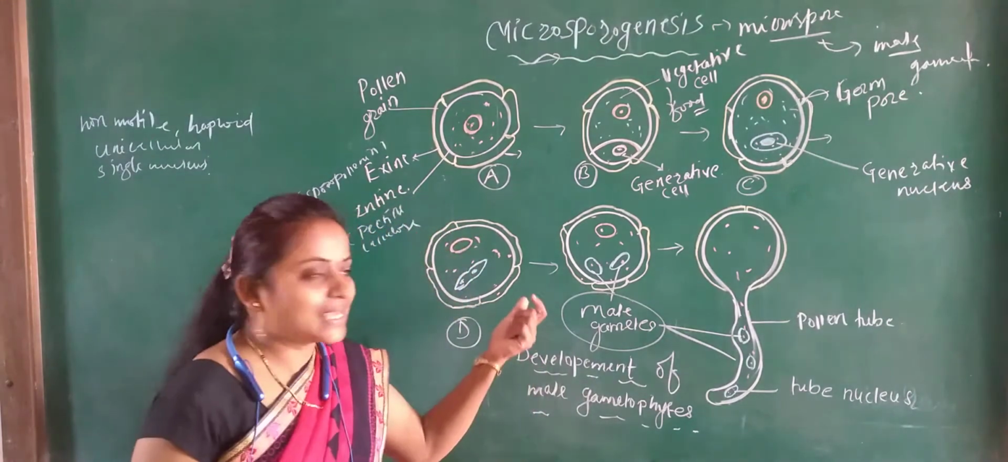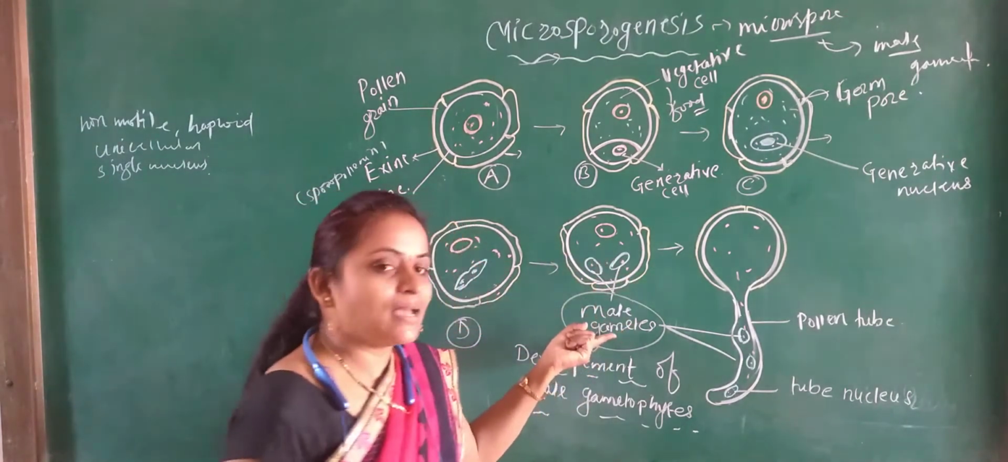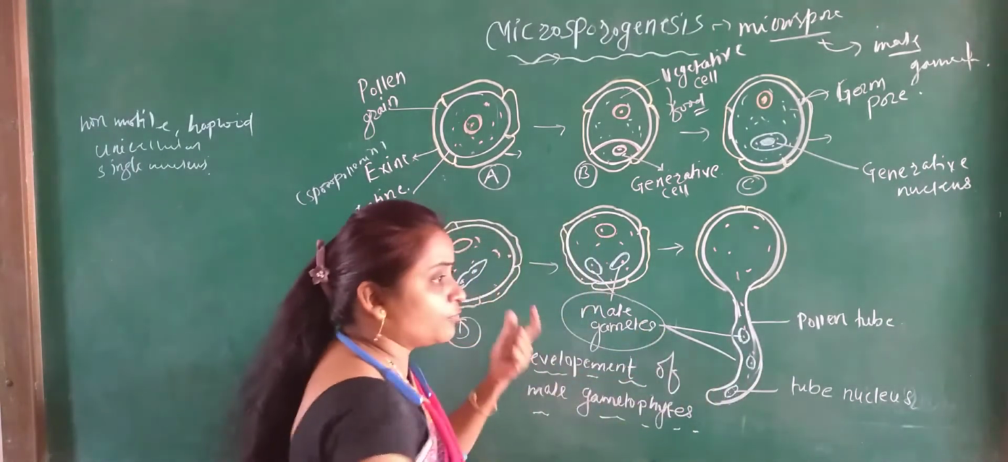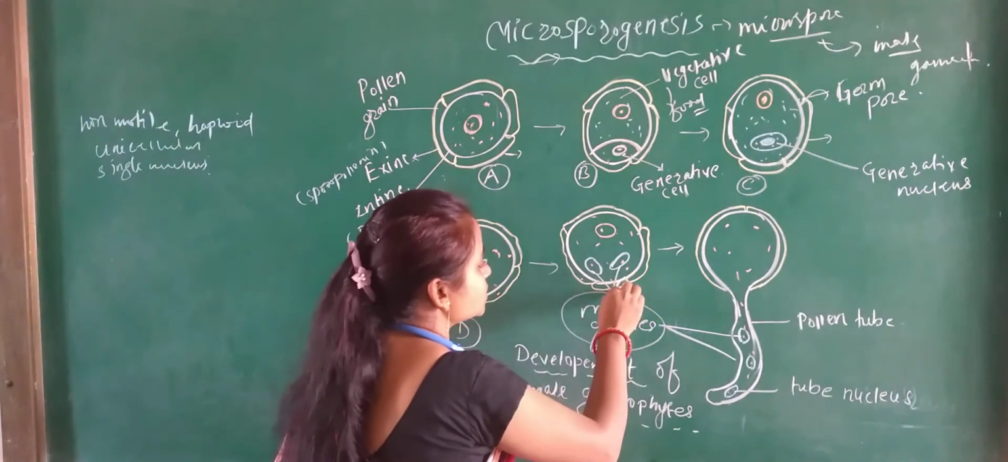Means the generative cell again divides and it forms the male gamete, and after the formation of the male gamete, this intine comes outside.